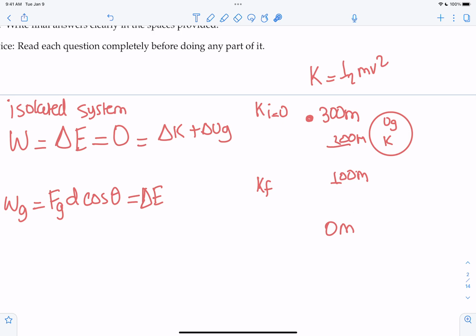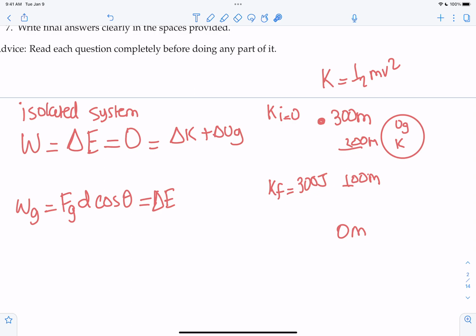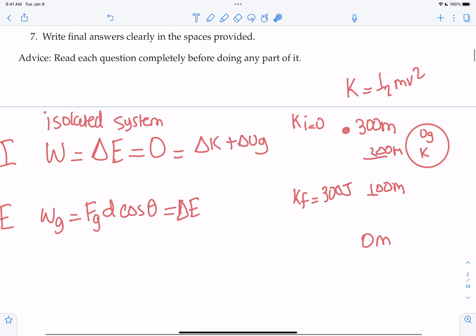But you might think, well, if we sped up, we went from 0 kinetic energy to maybe 300 joules of kinetic energy, for example. Now, for this internal perspective, whatever change we see here, the change in kinetic energy, is equal and opposite to the change that we observe in gravitational potential energy, right?